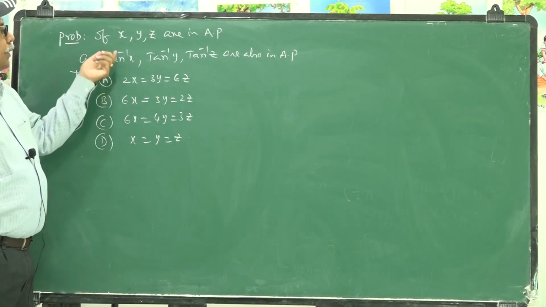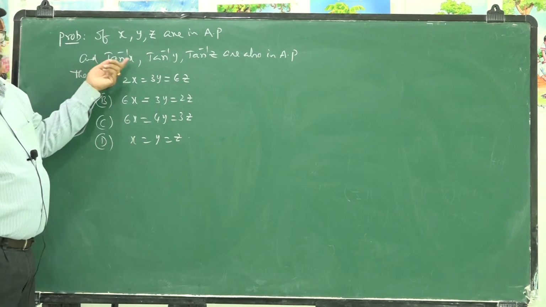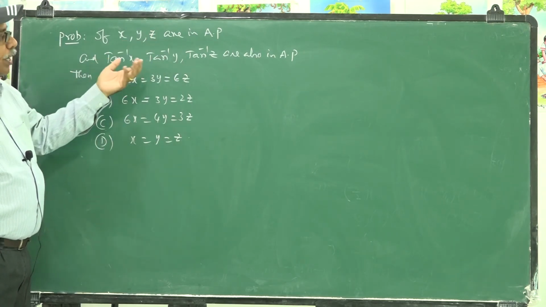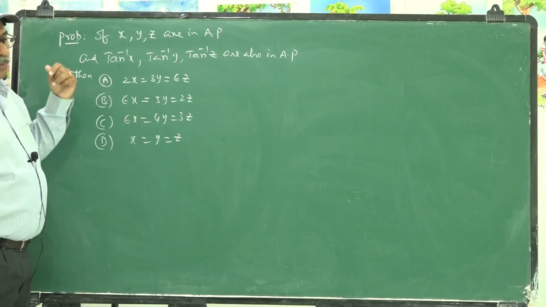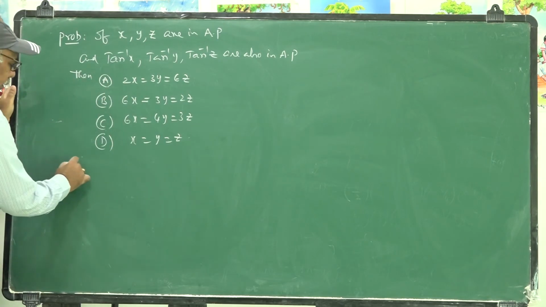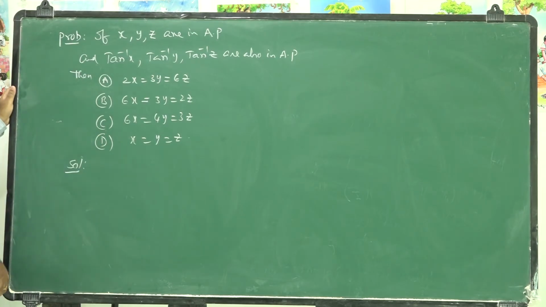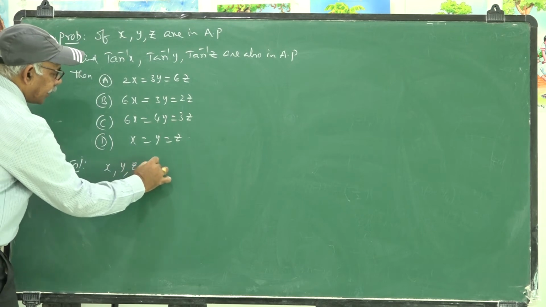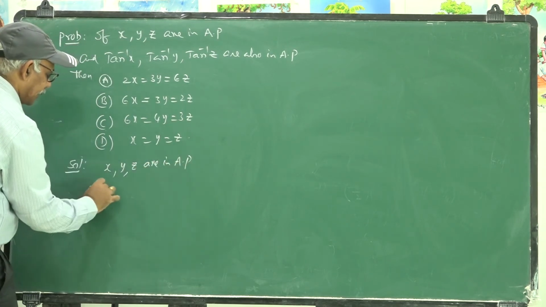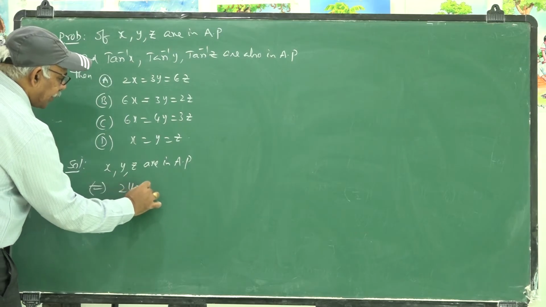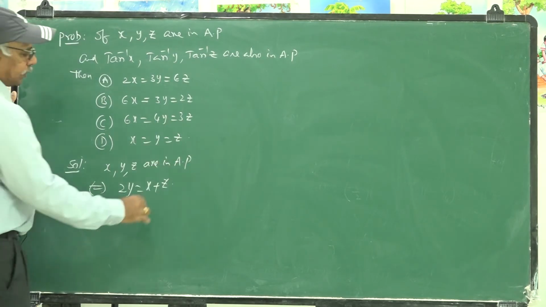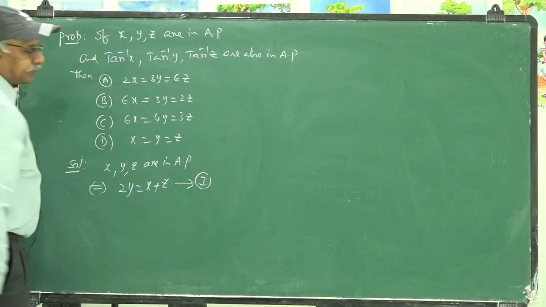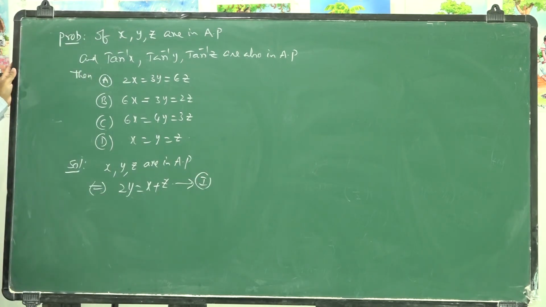Multiple choice question. If x, y, z are in AP and tan inverse x, tan inverse y, tan inverse z are in AP, what is the relation between x, y, z? So given x, y, z are in AP, that implies 2y equal to x plus z. This is 1. Since x, y, z are in AP, 2y equals x plus z.